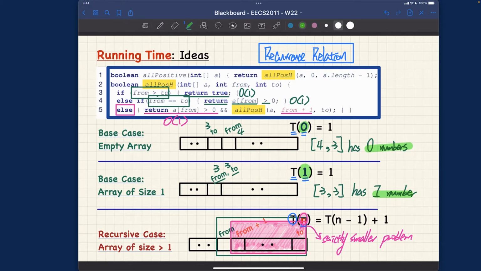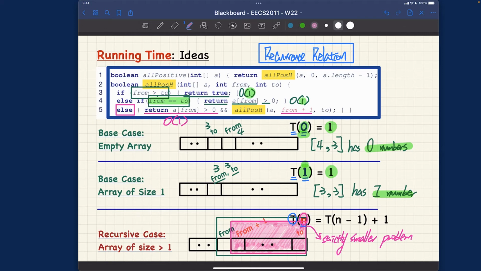If it is the base case, what's the running time? It's big O of 1, so that's why we put 1 over here. What about the second base case, when the input range is 1? In that case it is also big O of 1, so we also put 1 over here. And what about the recursive case?